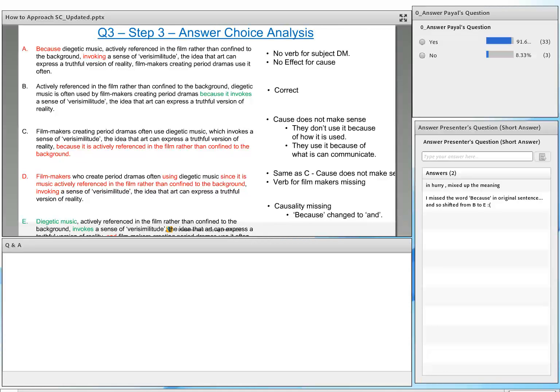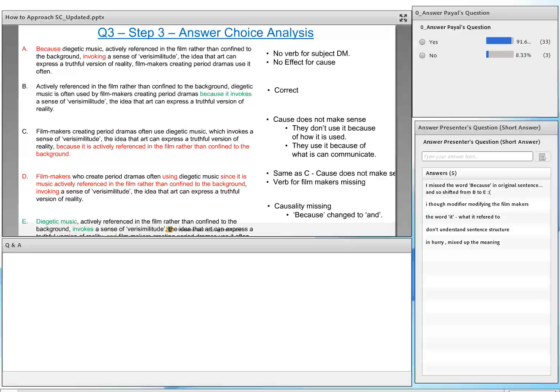"In hurry, mixed up the meaning." Look at this. Two reasons that I see, both of them are with regards to meaning. "I thought modifier, modifying the filmmakers." Which filmmakers? How is that possible? "The word it, what it referred to." Again, if you focused on the meaning in the original choice, you would have figured out what it refers to.